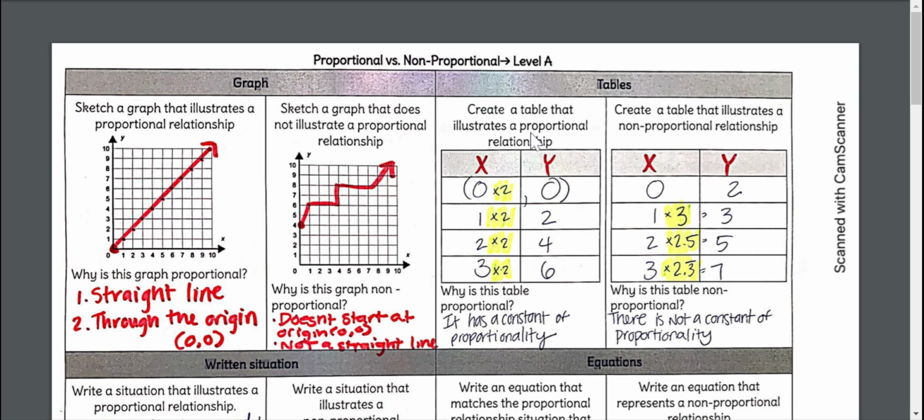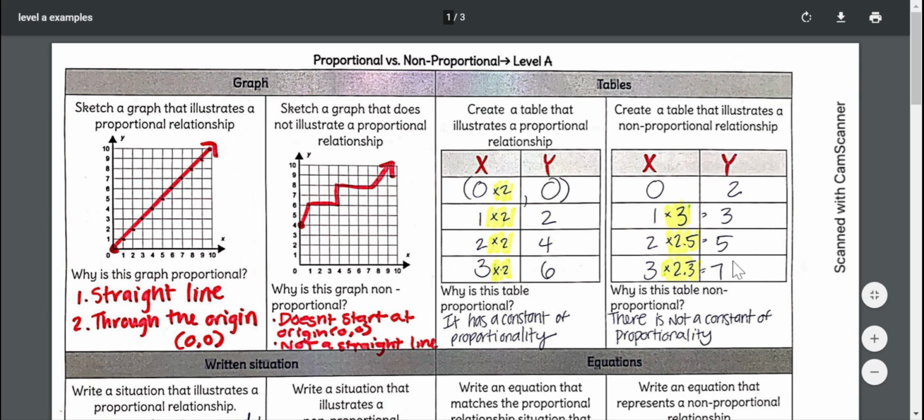Next, for the tables, this one's asking you to create a table that illustrates a proportional relationship. So I just put my x values in, I gave myself a constant of proportionality of 2, and then put the y values. I know this table is proportional because it has a constant of proportionality. Again, you should use different numbers for your tables, but just make sure you do have a constant of proportionality going all the way through the table. For my non-proportional table, again, I put numbers in the table in which they would not have a constant of proportionality. So I made sure that my x could not be multiplied by the same number every time to get y, thus it is non-proportional.